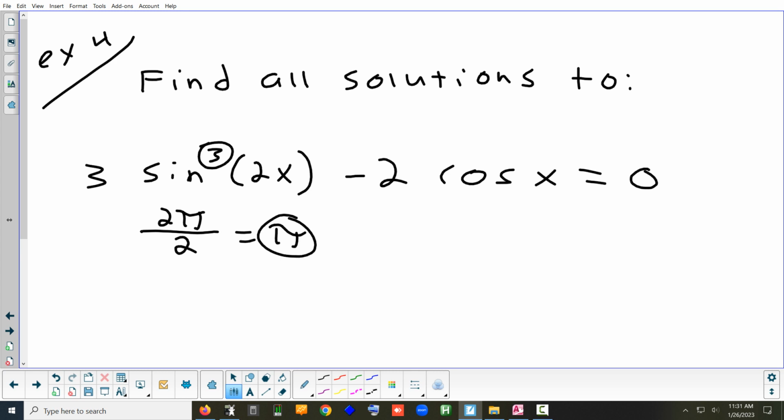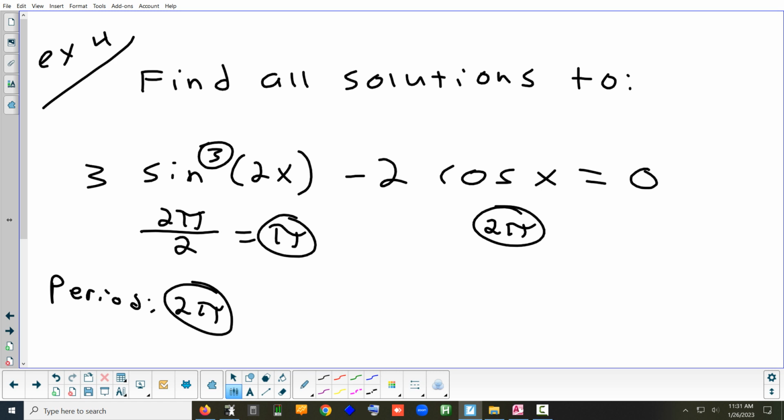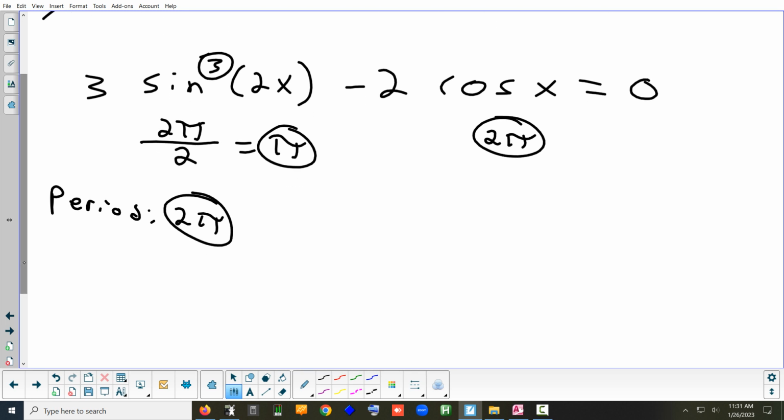What's the period of 2 cosine x? 2 pi. What's the least common multiple? Yep. Again, it does not always have to be 2 pi, but in a lot of the examples that does come up a lot. Any question on the period?